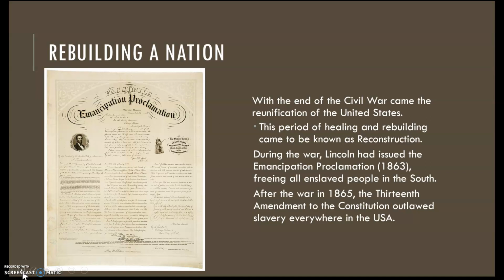Now, during the war, Lincoln had issued the Emancipation Proclamation in 1863, freeing all the enslaved people in the South. The thing that he said he wasn't going to do, he ended up having to do. Now, can you imagine all these slave states, these 3 million slaves, and this piece of paper comes from the government that says they're free now.